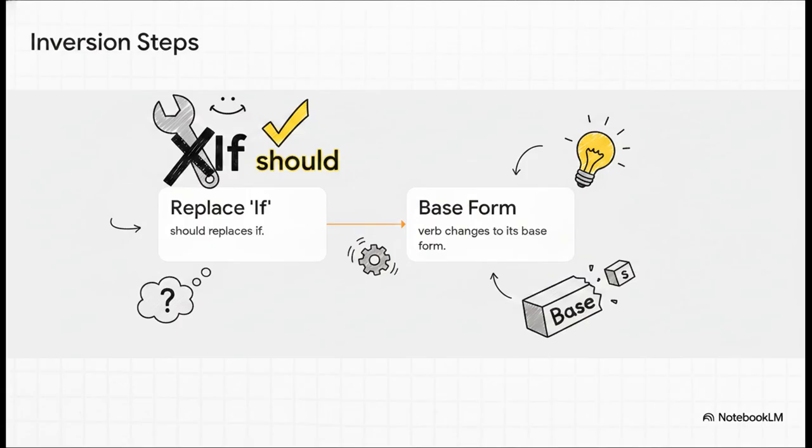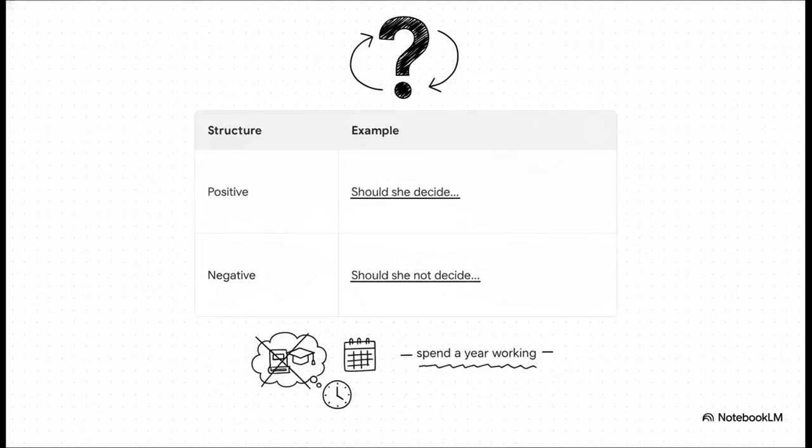Step 1, you just completely replace the word "if" with the word "should". And then step 2, and listen up because this is where a lot of folks trip up, you have to change the main verb back to its base form. So the word "decides" drops the S and just becomes "decide". Super clean, super simple. But hold on, what if you want to make this negative?